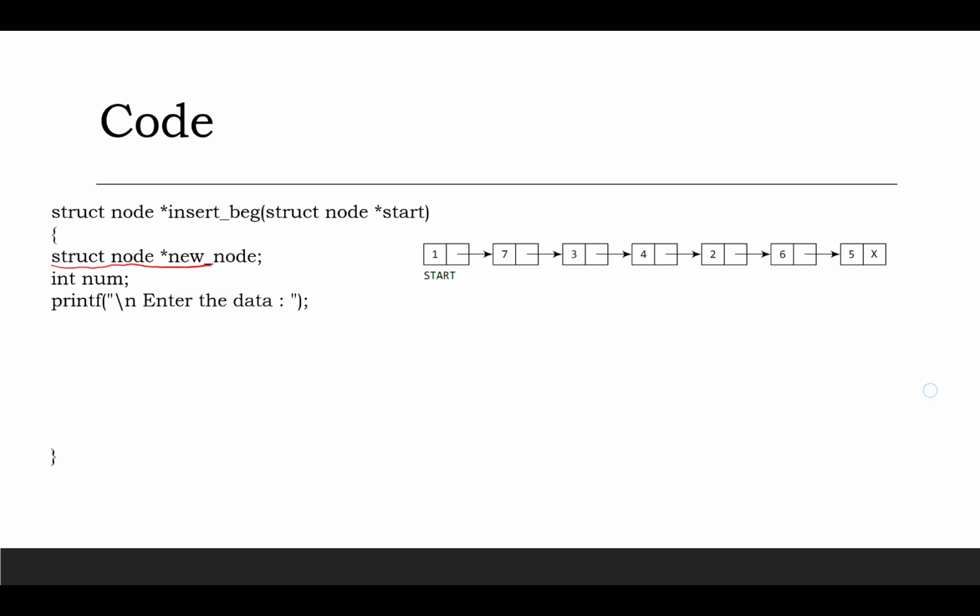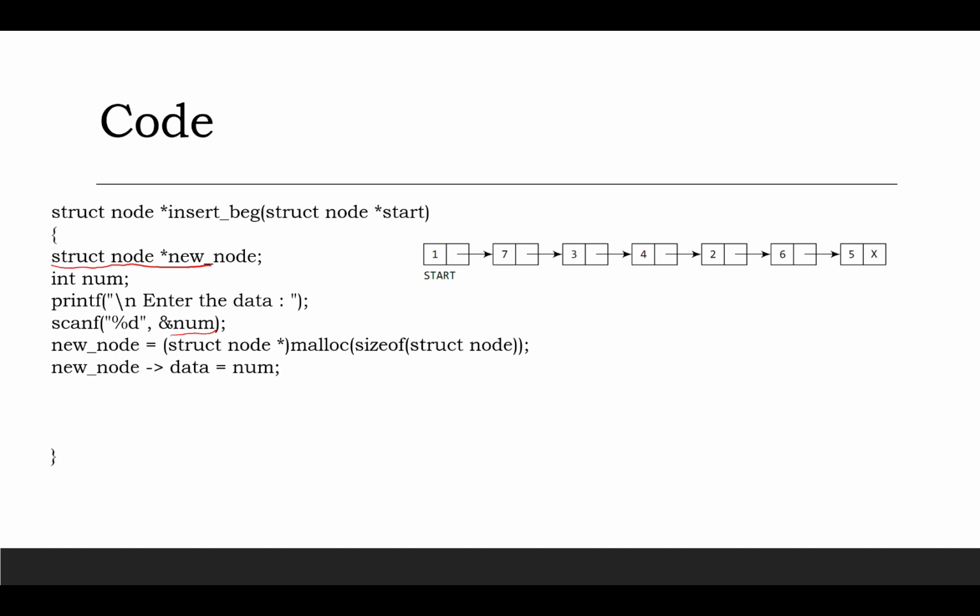Next, by using the printf statement, we are printing enter the value. Then by using the scanf statement, we are getting the value for num. Then we are allocating the memory space for the new node by using the malloc function. Next we are assigning the value to the new node: new node arrow data is equal to num, so this value will be stored in the new node.